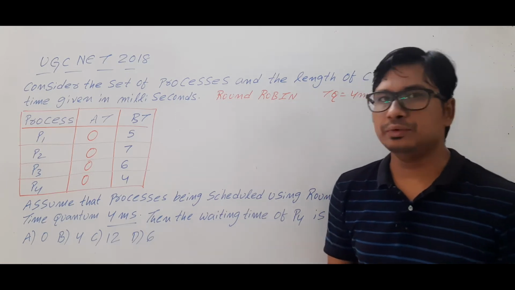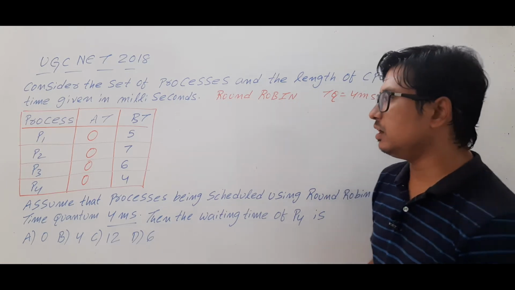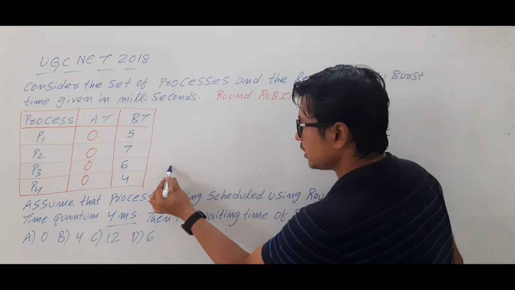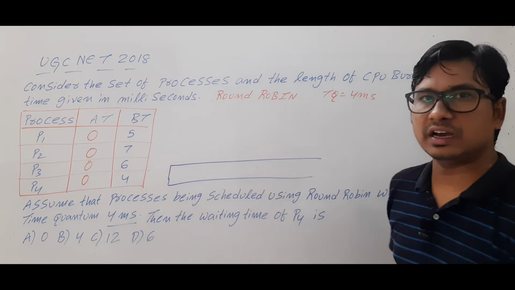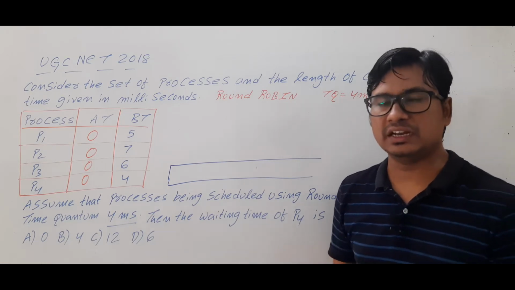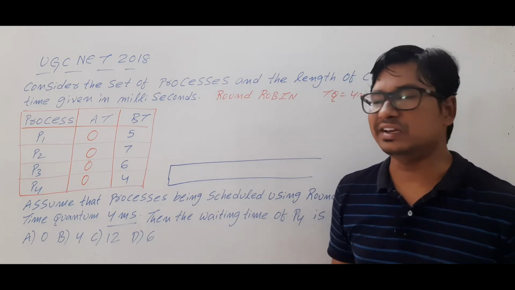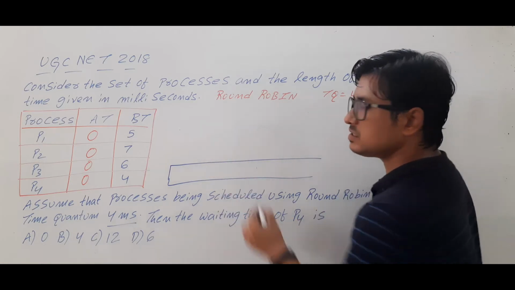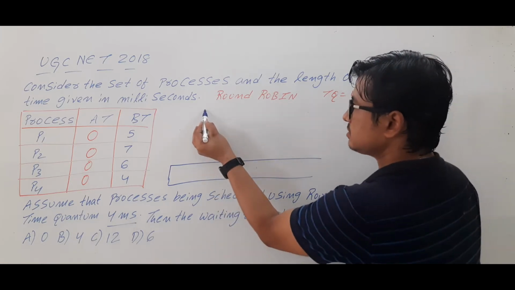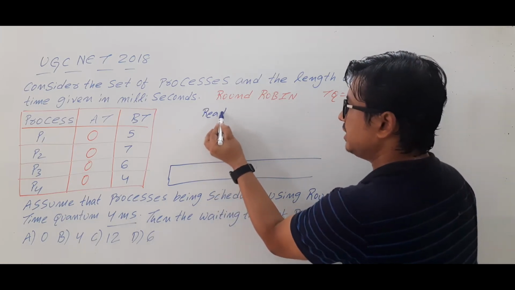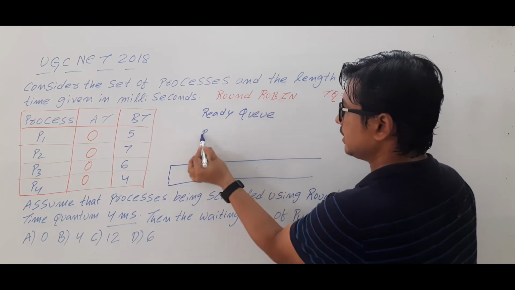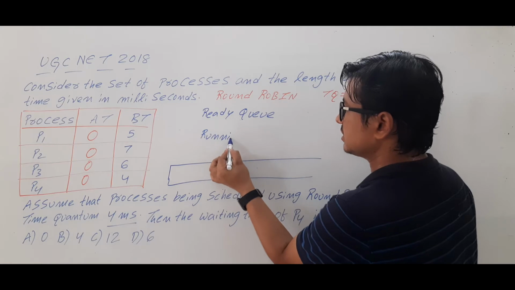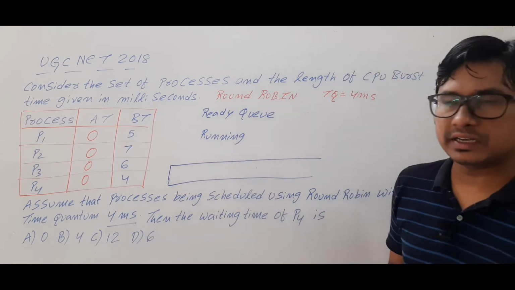Now we will solve the question. To do that, we need to draw the Gantt chart. For any scheduling algorithm, if you can draw the Gantt chart, then the solution is done. Now to discuss this question, let me discuss the ready queue and the running state. Is it clear?